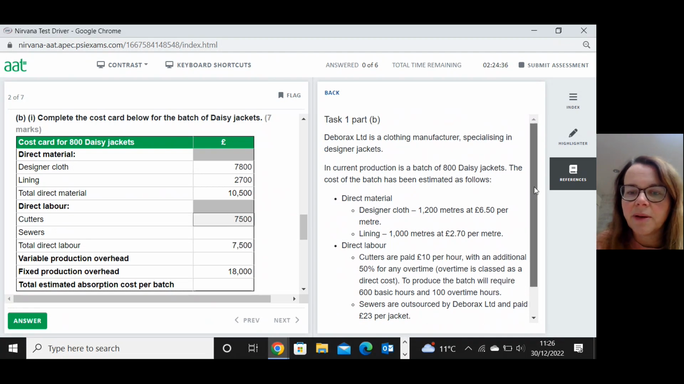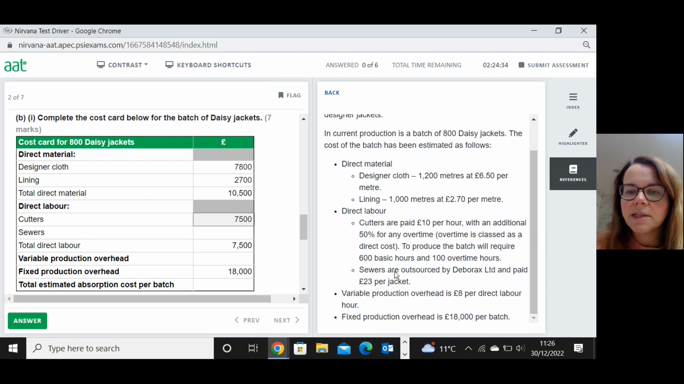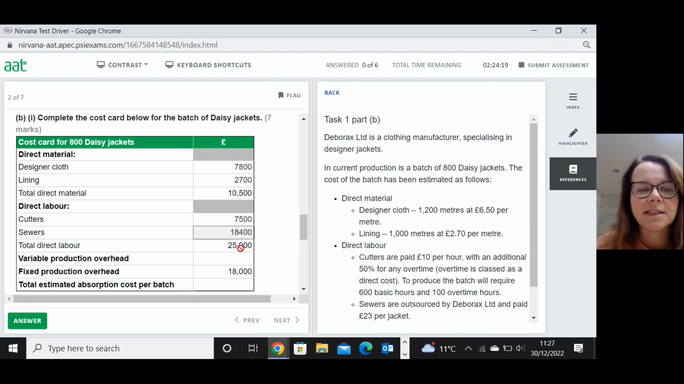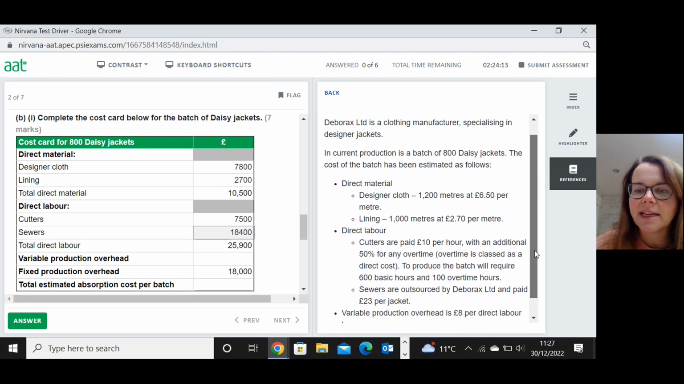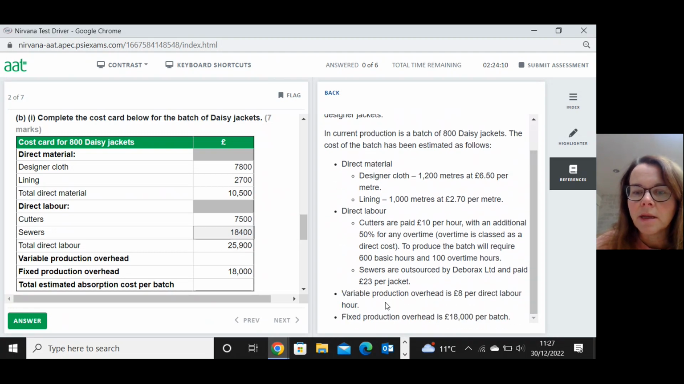Right, then the sewers. The sewers are outsourced and paid £23 per jacket. Well, there are 800 jackets being made, so 23 times 800 gives me 18,400. And again, the system's working out the total direct labour. The variable production overhead, £8 per direct labour hour.